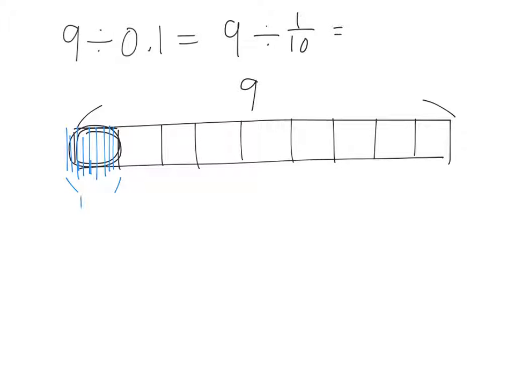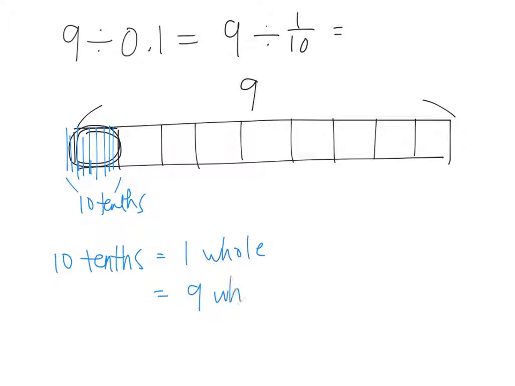Okay? There's 10 tenths in this place. So we can say that there's 10 tenths in one whole. Yes? Yes. So then how many tenths are there in 9 wholes? 90. Yeah, 90 tenths in 9 wholes. Because if I were to split each of these wholes over here into 10 equal pieces, would I get 90 of them? Yeah. So therefore, 9 divided by 1/10 equals 90.